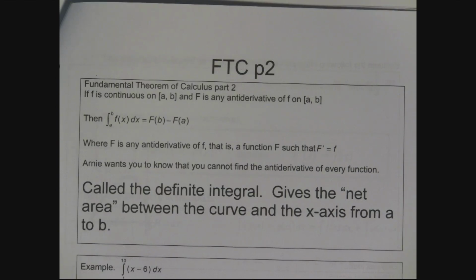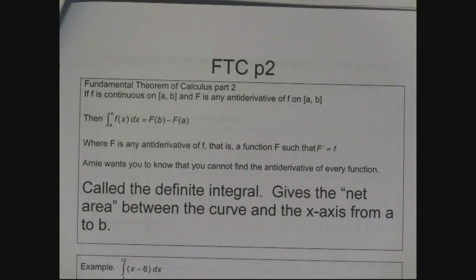I understood that he was saying that me writing the theorem the way I did, which is exactly the way the book had it, indicated that this is how you could do it every time. When if the function didn't have an antiderivative, you could not do that and would have to do something different. So this is called a definite integral, and it gives the net area between the curve and the x-axis from A to B.